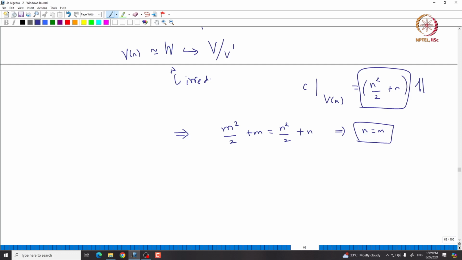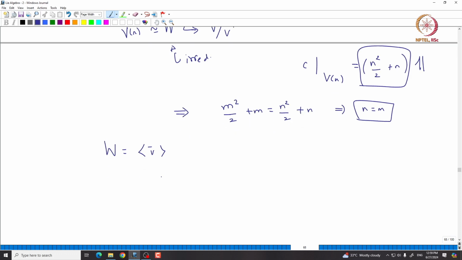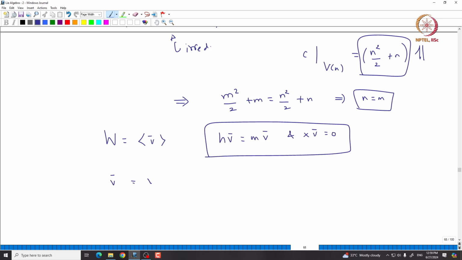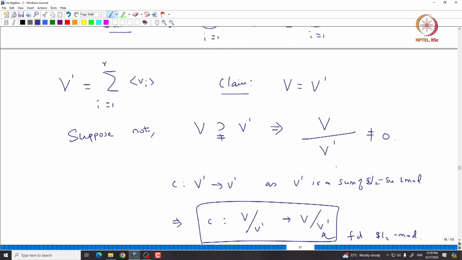Now if you go back to this copy of W, let us say it is generated by some v bar. Then we can see that h v bar will be m v bar and x v bar will be 0. But if you replace this v bar by some v plus some element coming from W_j, where W_j is the submodule generated by v_j.